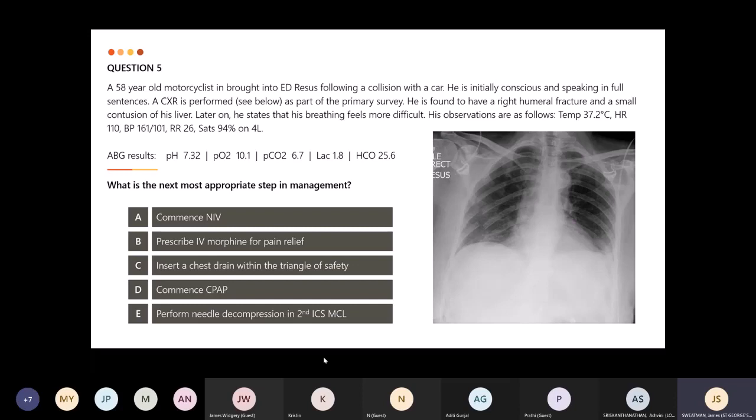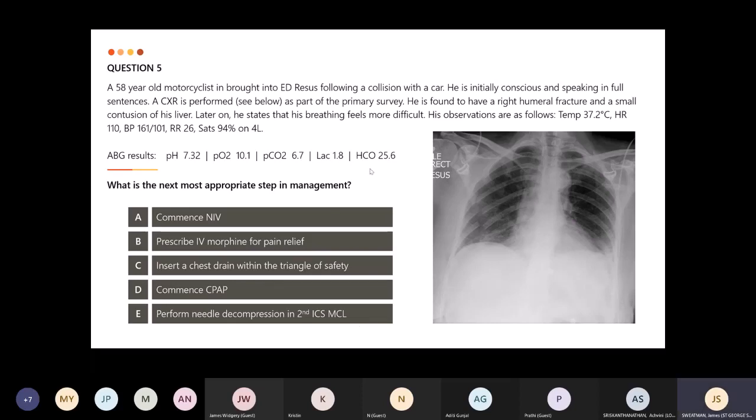His observations are as follows: temperature 37.2, heart rate 110, blood pressure 161 over 101, respiratory rate 26, SATs 94% on 4 litres. His ABG results are pH 7.32, which is low, so that's acidotic, PO2 10.1, so anything kind of above 8 on a PO2 is reasonable. A PCO2 of 6.7, so that's slightly high. A lactate of 1.8, which is fairly normal, and a bicarbonate 25.6, which again is fairly normal.